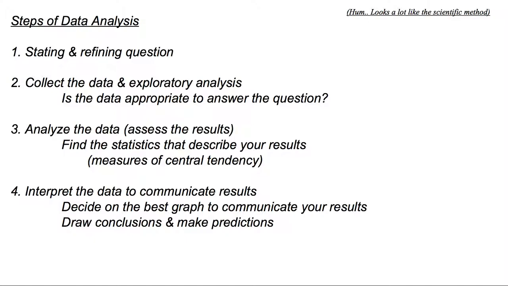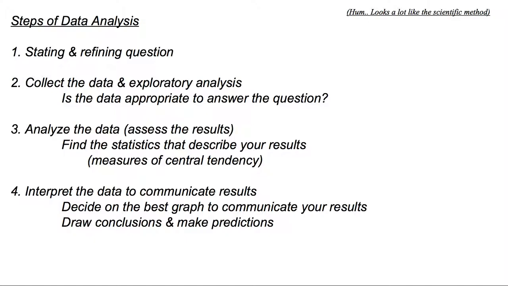The third step is analyzing the data, and that's assessing the actual results of it. So we've got to find the statistics that best describe your results, and that helps lead to the final step, which is how I'm actually going to communicate it. And when I'm using statistics to describe my results, I've got to find the measures of central tendency, or the measures of the center, and we'll talk about that more on a later date, but not today. And then the last step is to interpret that data and communicate the results. Generally, that's going to be best in a graph. And with that graph, we can draw conclusions and make predictions.